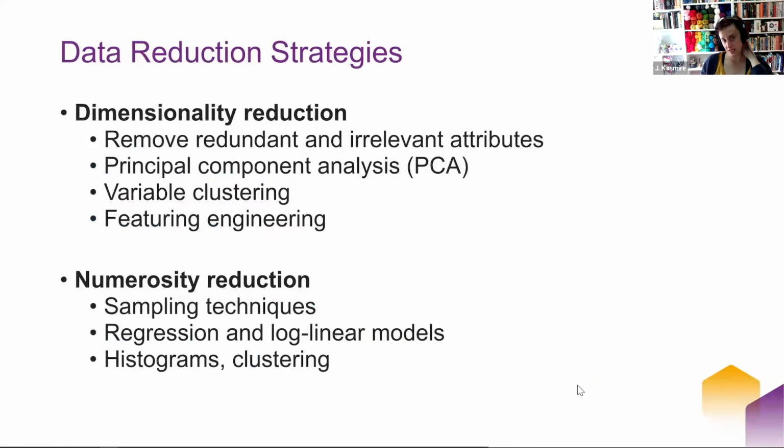So you can do that in a couple of ways. You can remove redundant and irrelevant attributes. You can do principal component analysis or variable clustering, feature engineering. You can also do numerosity reduction, which is essentially sampling, things like that, just to pick out subsets of data. And you can do this multiple times and check to confirm that your samples all agree with each other. And then you can be much more confident that your samples represent the whole in a meaningful way.